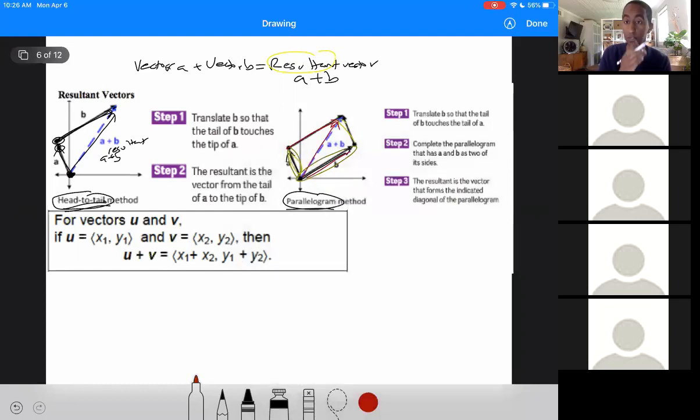So those are the two methods visually, okay, or graphically. So head to tail method and parallelogram method. Both of which, if you look at it, A plus B is in the exact same position, right? The resultant is the same.